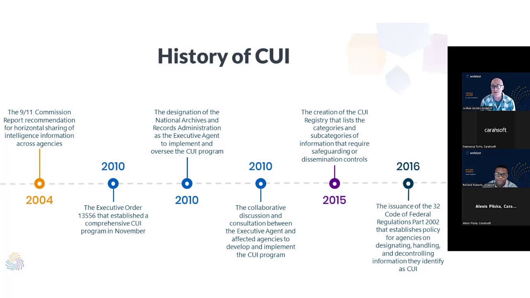2015 saw the creation of the CUI registry. The CUI registry lists the categories and subcategories of information that require safeguarding and dissemination controls. And then in 2016, the issuance of 32 CFR, the Code of Federal Regulations, Part 2002, which established policy for agencies on designation, handling, and decontrolling information they identify as CUI.